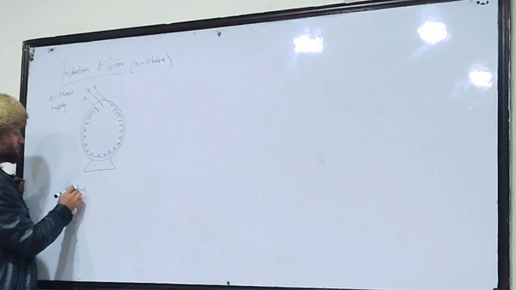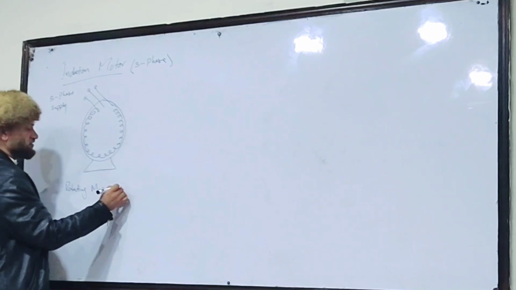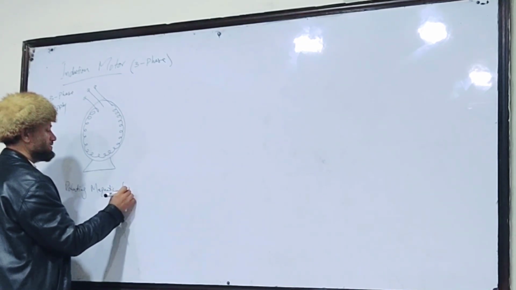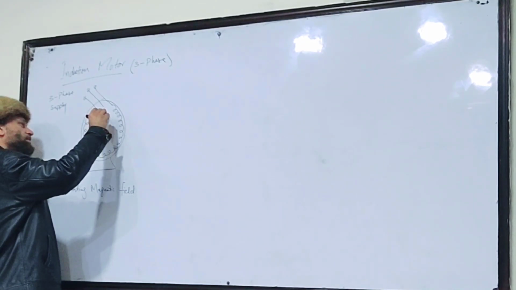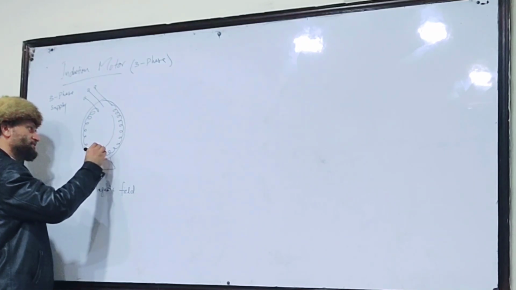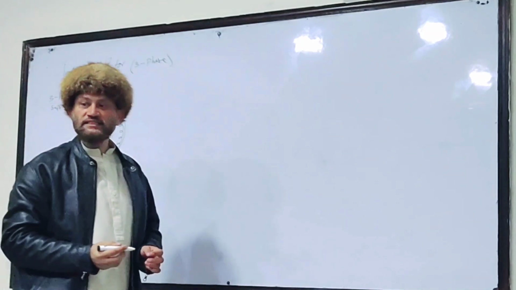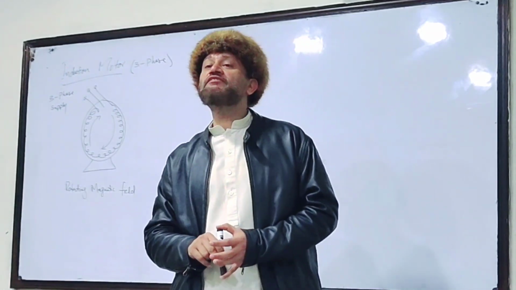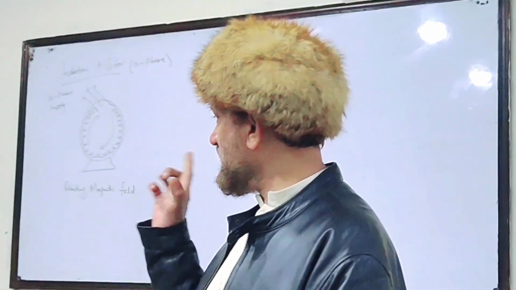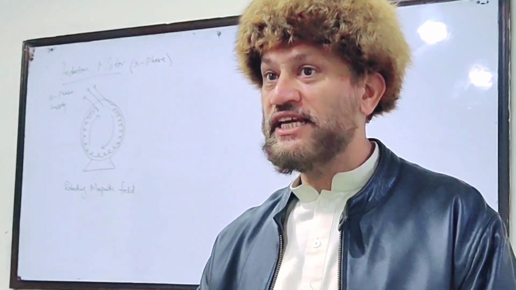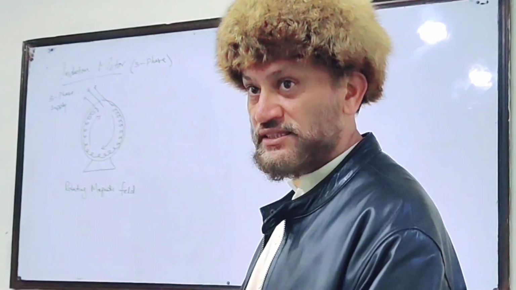Rotating magnetic field. So the rotating magnetic field is like this. It is rotating inside the stator, and we will prove it mathematically. We will prove that three-phase supply generates a rotating magnetic field, by a mathematical equation or mathematical proof. Understand my point?